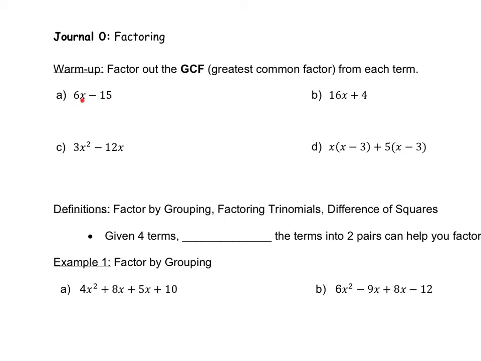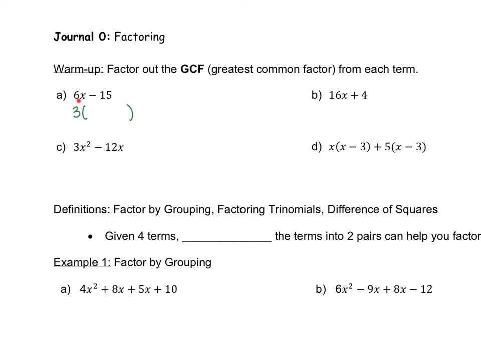Because there are two terms here, we call this a binomial. And so when I'm looking at the numbers, I see that there is a 6 and a 15. And so 6 and 15 can both be divided by 3. So the greatest common factor, or the GCF, is going to be a 3. So that means I can divide out a 3.